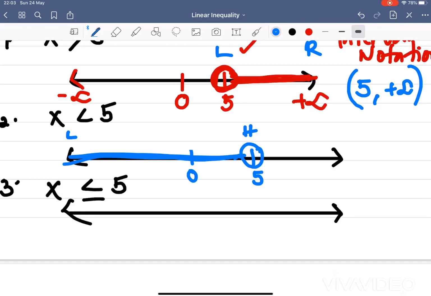And so to write that in interval notation, we have to start from the left. So we have negative infinity, and we will stop at positive 5. Since 5 is not included, we use parentheses.